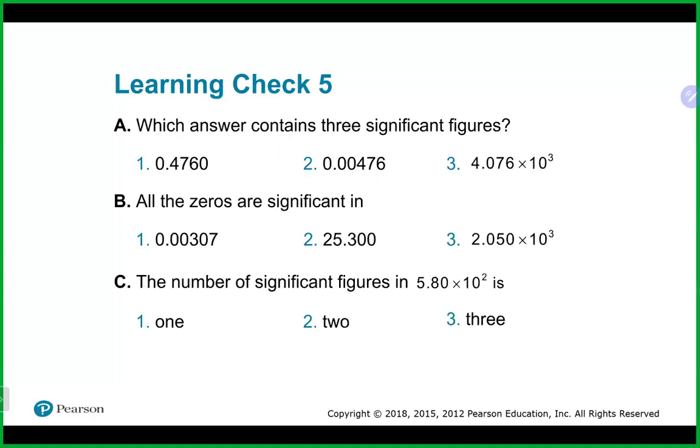All right, so take a moment here to do this one. Which answer contains 3 sig figs? Which one has all the zeros significant? And for the last one, how many significant figures are in it? So take a moment for each of those and see what you come up with.